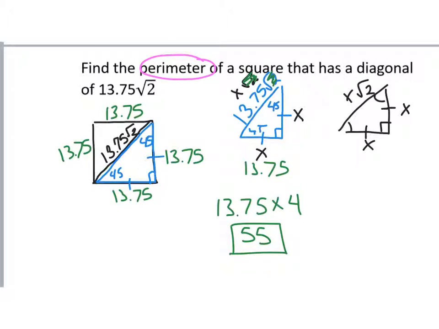Now, for those of you who don't remember the pattern, don't panic, right? Because you can say, all right, I know this angle is 45, and I know what this is. I can change that into a decimal, 13.75 times the square root of 2 in my calculator. If I need to know what this leg is, that's the opposite. This is the hypotenuse. So I know opposite and hypotenuse, so I'm going to do sine. And you can set up your trig ratio, and you will still get 55.